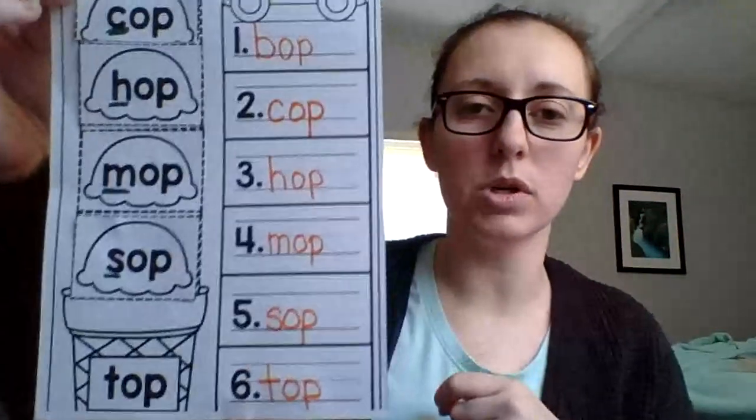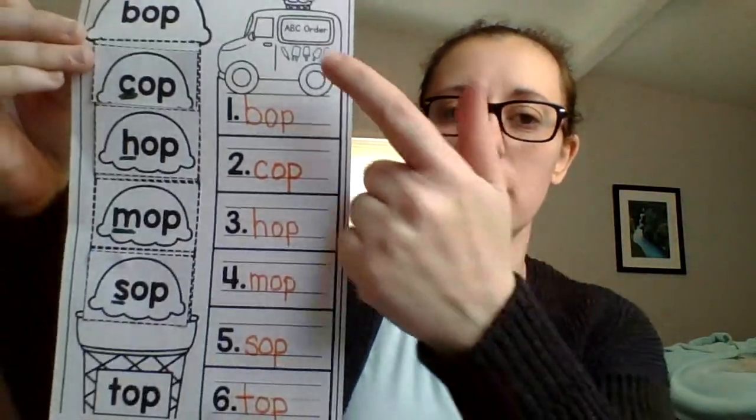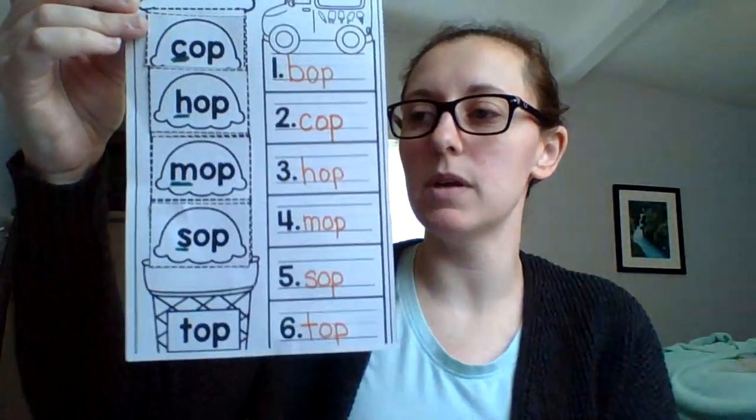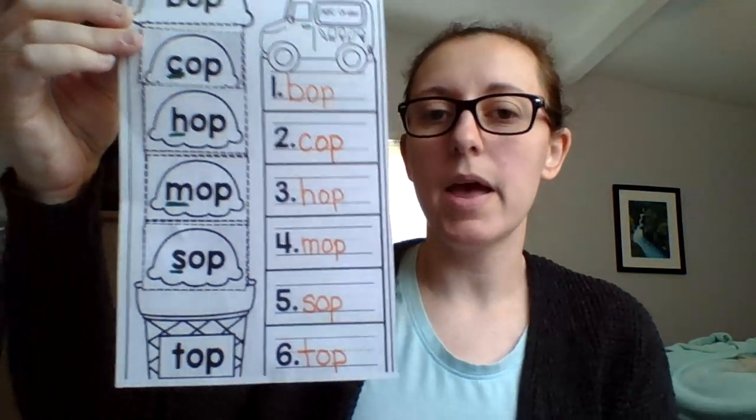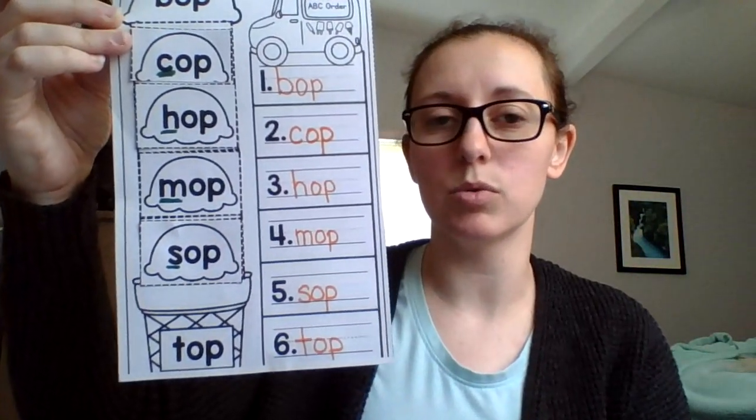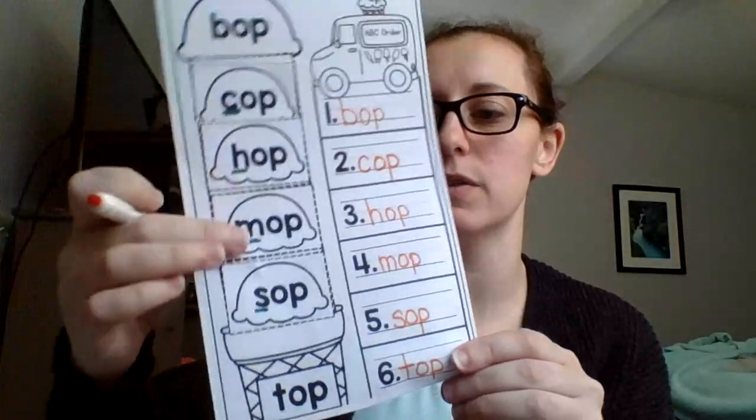So this is what your worksheet will look like. You've cut out all of the scoops and glued them in order, and then you've written them in the correct order. And you can underline the first letters if you would like.